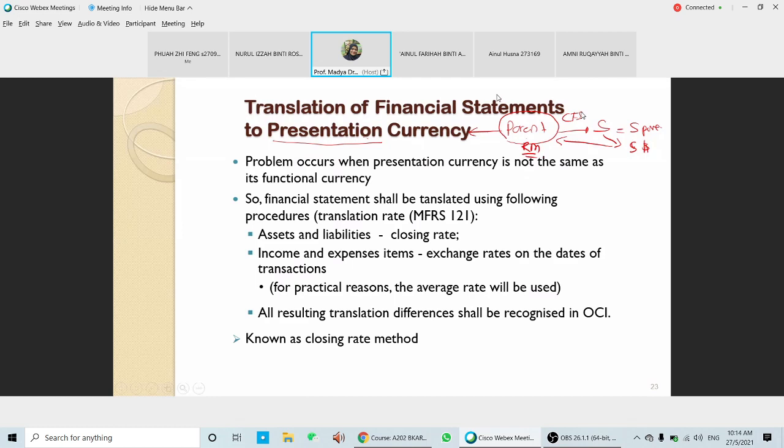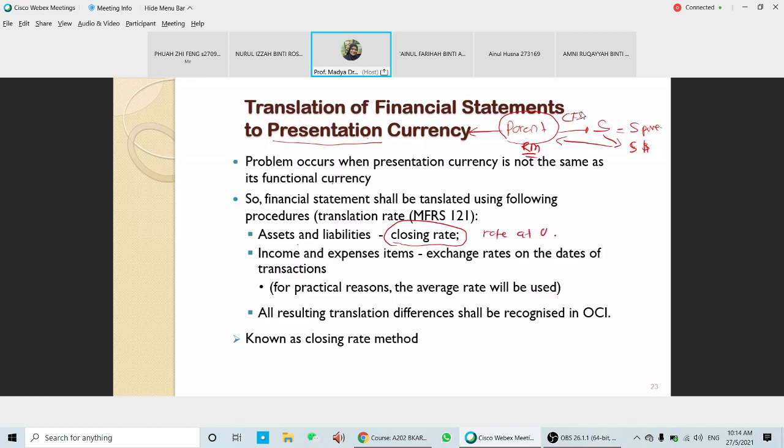box. Okay, so you're going to have this one. So the problem here is when the presentation currency is different from the functional currency. Okay, so the financial statements should be translated using the procedure that we need to use here. So the assets and liabilities need to be translated using a closing rate. Closing rate here is the rate at the end of the year.